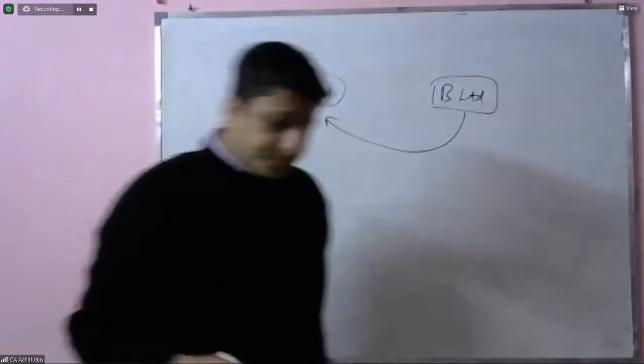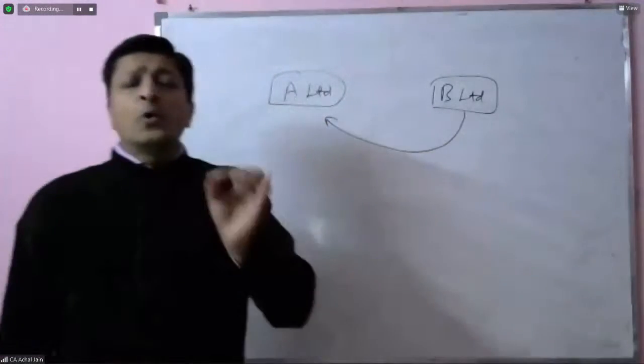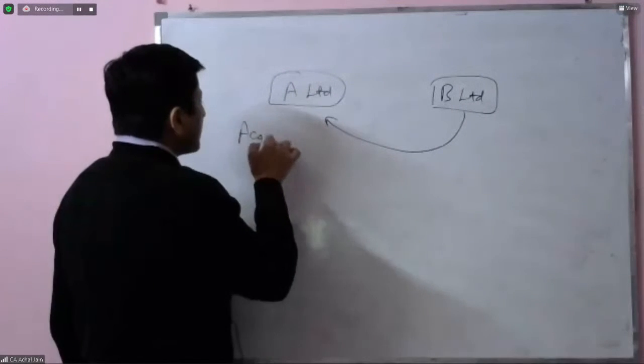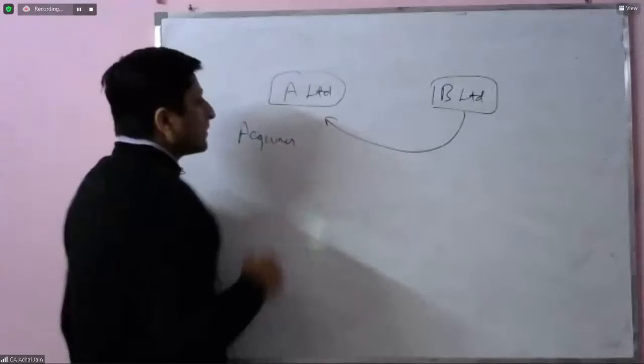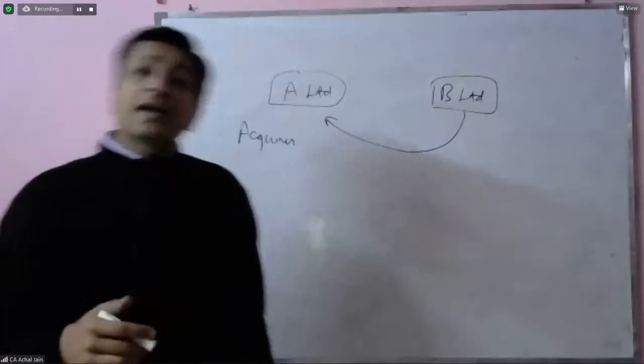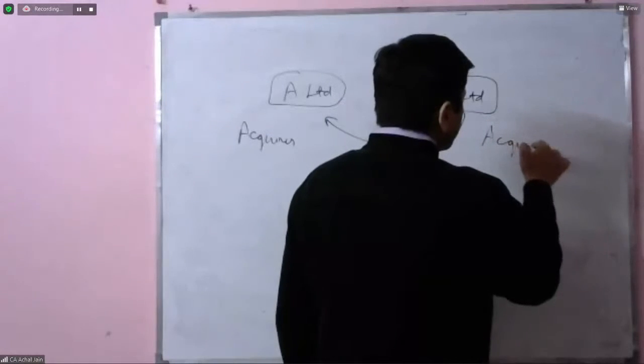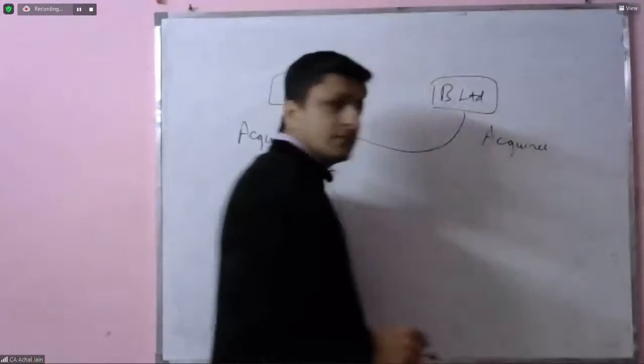Now, in this case, who will become the acquirer? A Limited becomes the acquirer. Who will become the acquiree? B Limited becomes the acquiree.